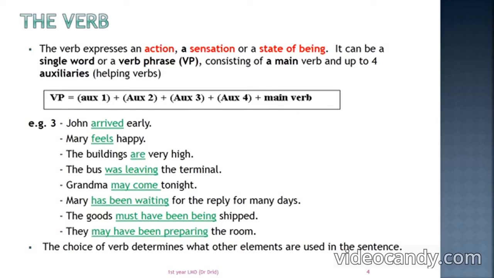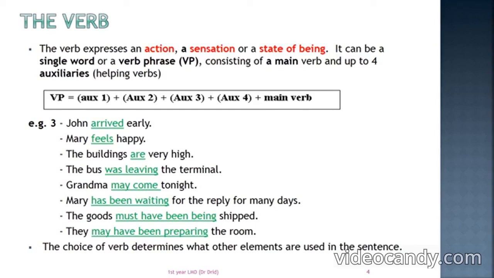Concerning the meaning of the verb, sometimes it expresses an action, like to arrive or to leave, to come, to wait, to prepare, etc. These are action verbs. It can also express a sensation or a feeling, like the verb to feel. And thirdly, it can express a state of being, like the verb to be, or the verb to seem or to appear.